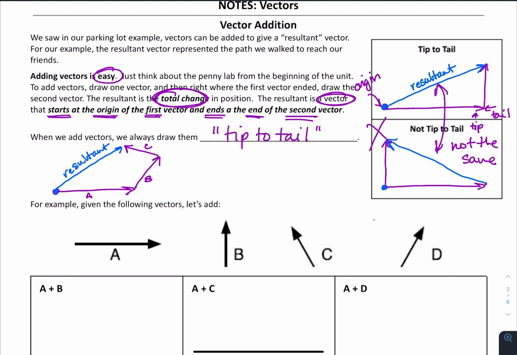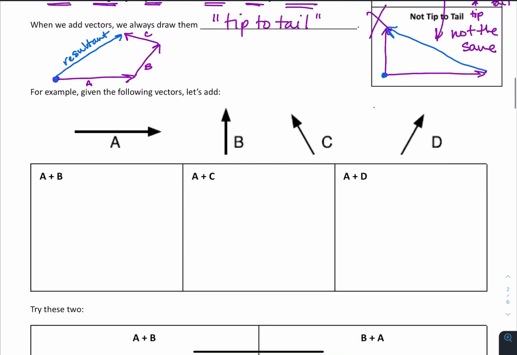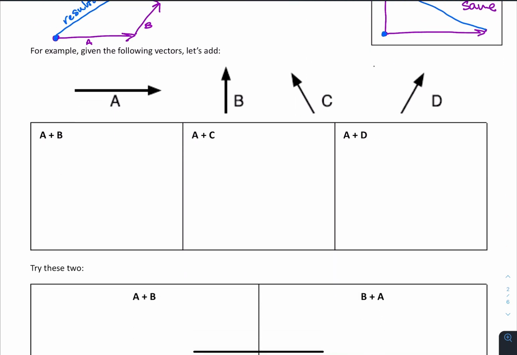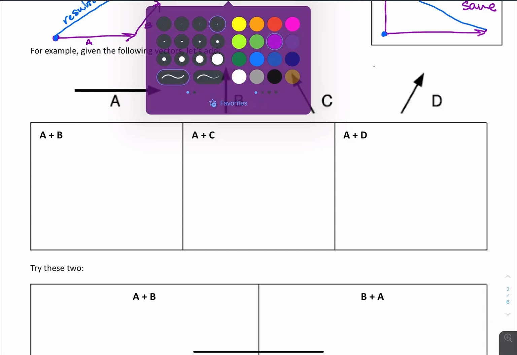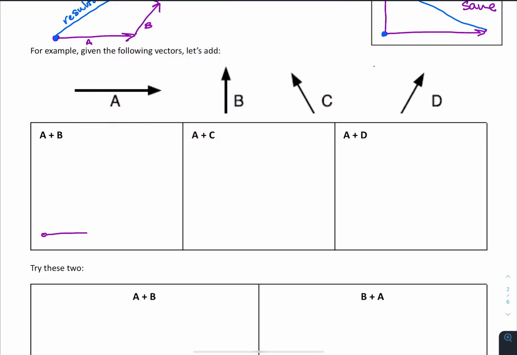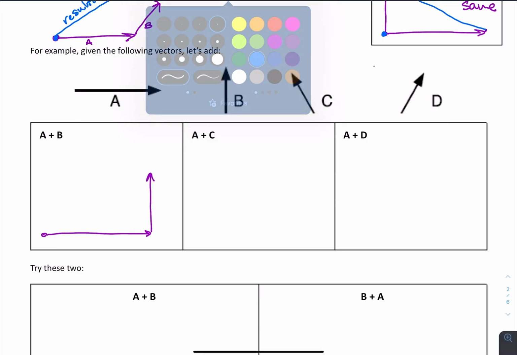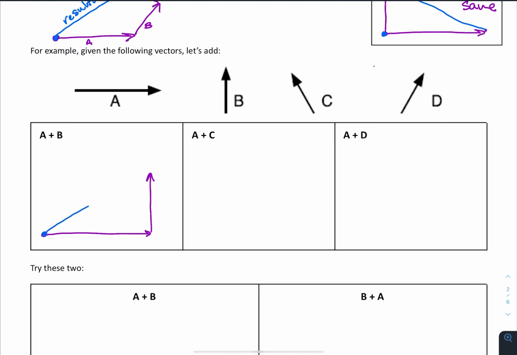Okay? All right, so let's try a couple down here. We've got four vectors to work with, A, B, C, and D. And our job is to draw the two vectors that the problem tells us to do and then the resultant. So let's start with our A. So A looks about like this. And if you look at B, it looks like this, and then our resultant will be the sum. So we start at our origin and we go to the end. So this is going to be A and B, and we call this A plus B.